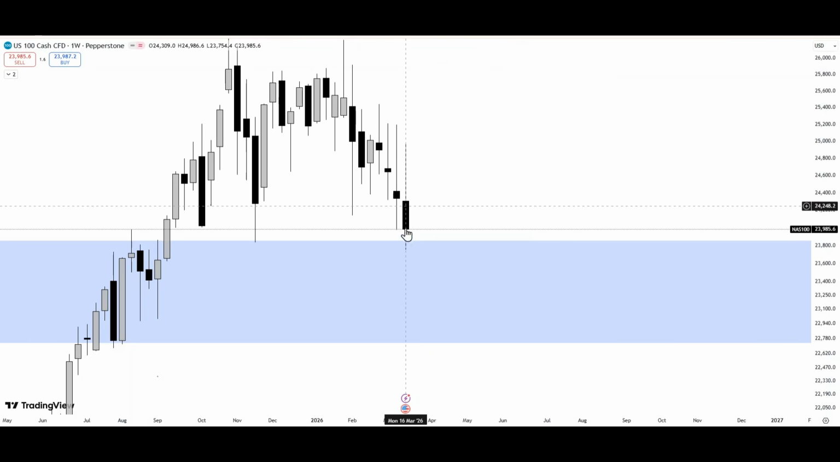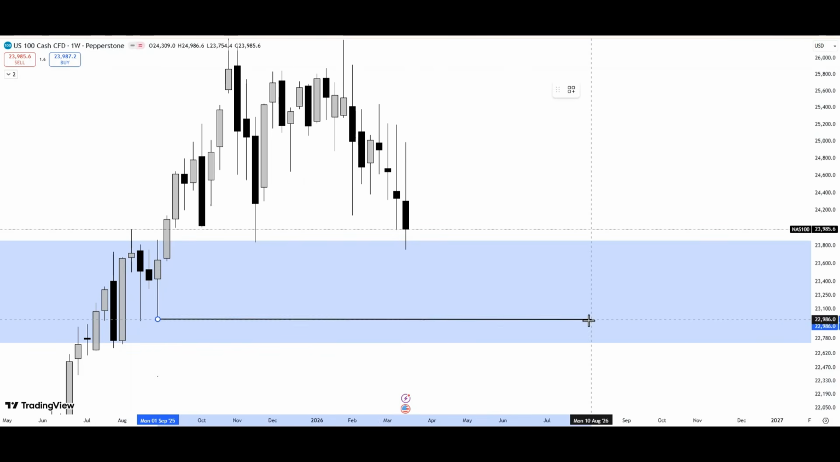If you look at the weekly time frame, you can see so far this is what we have. And it would be nice if price gets to these relative equal lows here. Actually, these are equal lows. So I'm looking at this as draw on liquidity for price for NAS 100.